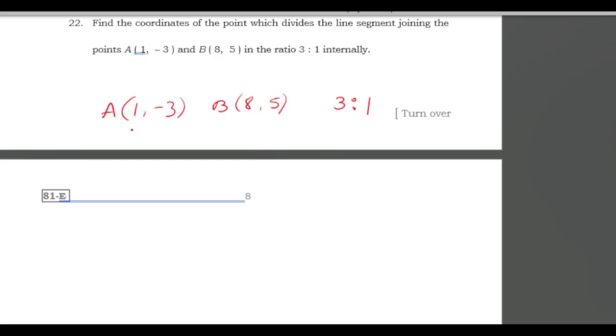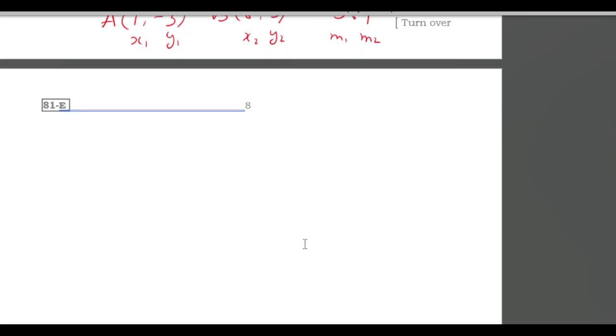So this one will become x1, this is y1, x2 and this is y2. This is m1 and m2. So what is the formula to calculate the section?